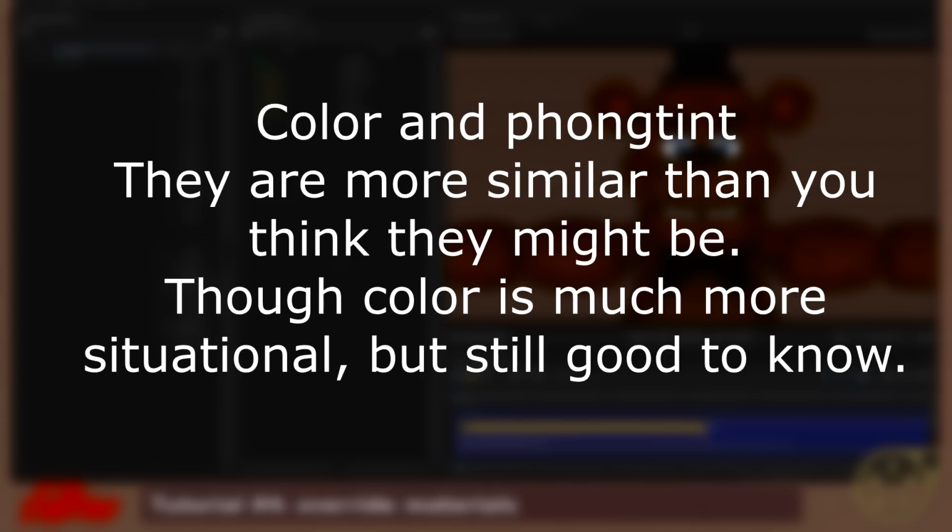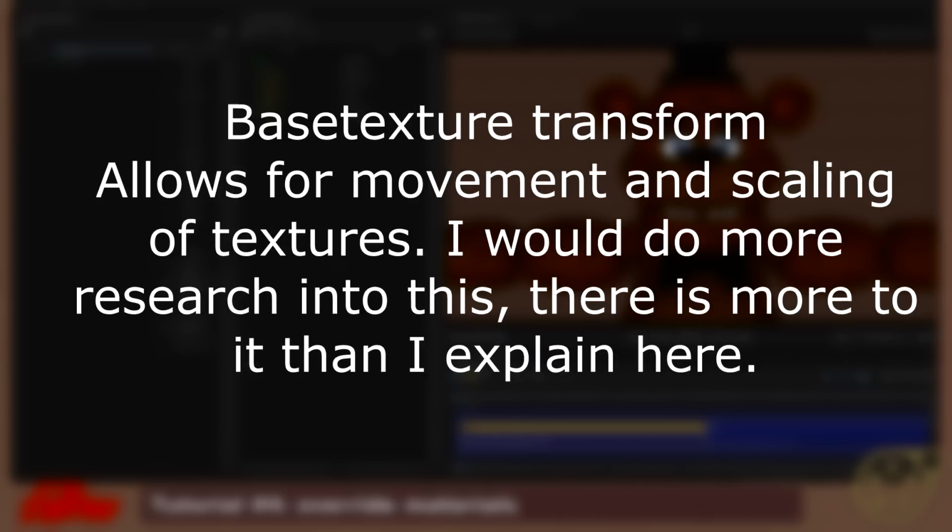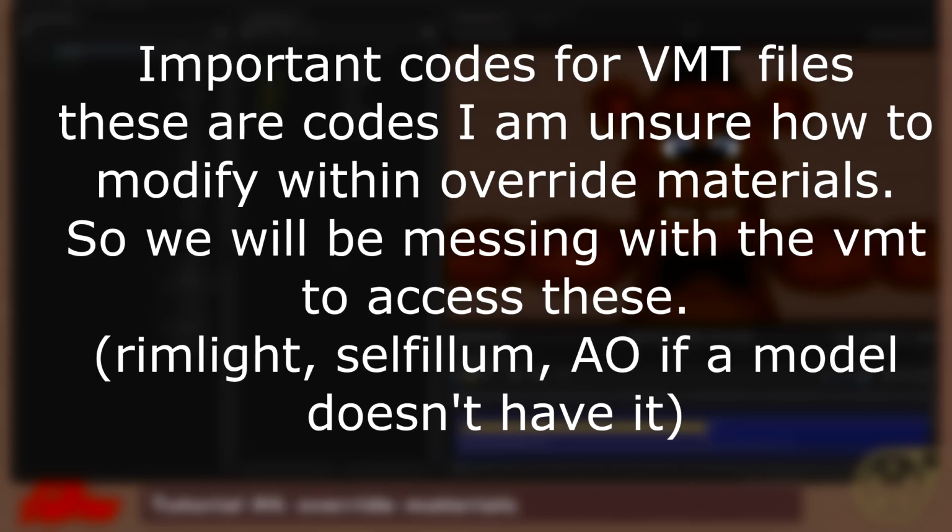Color and phongtint codes. The color will get a lot more important later on with the texture that I'm going to be working with, so bear with me there. Basetexturetransform, which I'm only going to go over the basics because I don't know all too much about it, honestly. We're going to go over some important codes like self-illumination, which just adds illumination, adding ambient occlusion to textures that don't have them, like the eye right here.